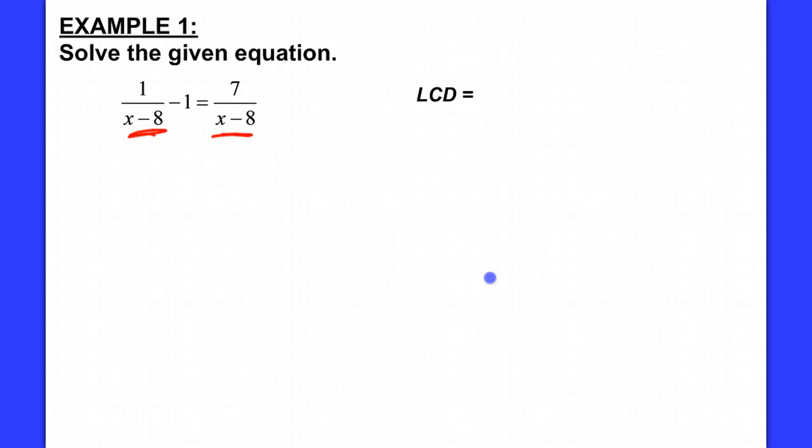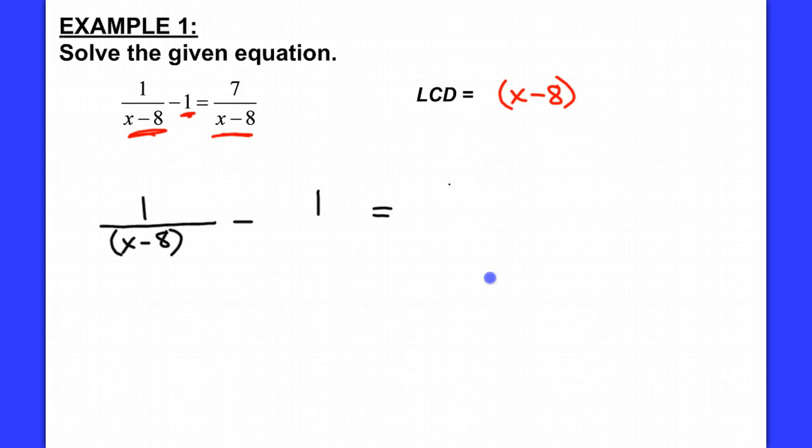So we should be able to easily identify, even though this one does not have a denominator, what the least common denominator is. And of course that would be x minus 8. So we're going to take that x minus 8 and we're going to multiply it into every term in the equation. So let's look at how that happens. We start off, we have 1 over x minus 8 minus 1. And that's equal to 7 over x minus 8.